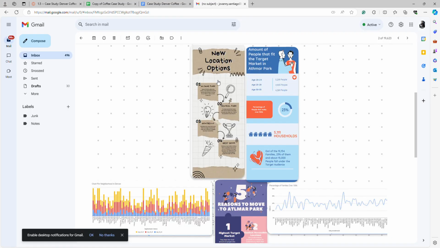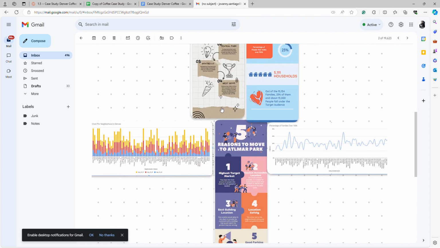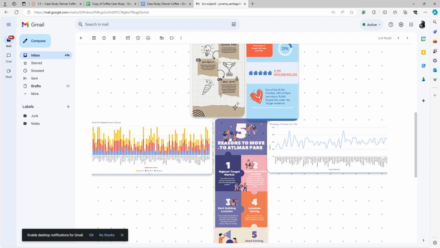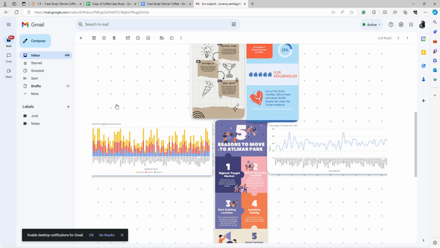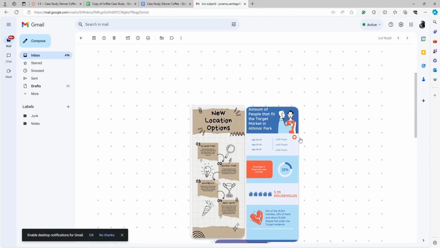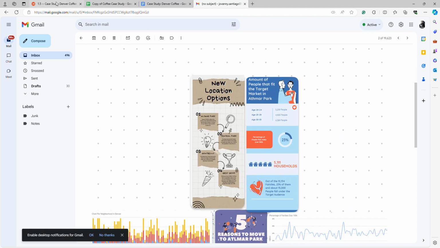Here is my all of it together. I had to use the app called Freedom on my phone to make this happen. Here is my infographics. Here's the charts. This is the end of the case study.